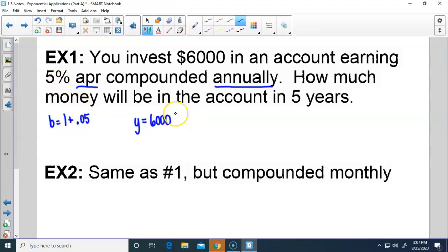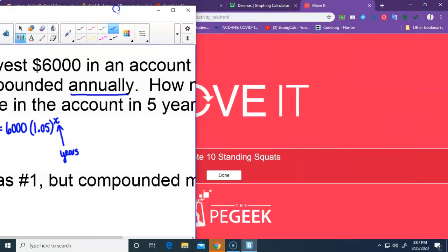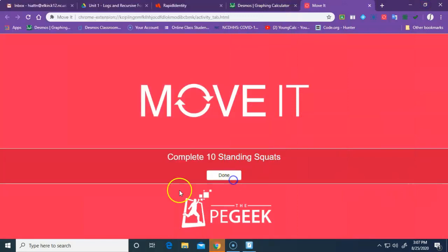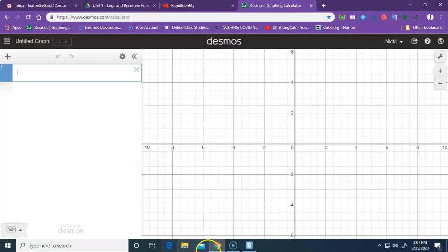And so your b value is going to be 1.05, and to the x power right here. And that x right there stands for years, because our interest is compounded annually. So if we want to know the amount of money in the account in 5 years, I'm going to make this a little bit smaller, and we don't need that.